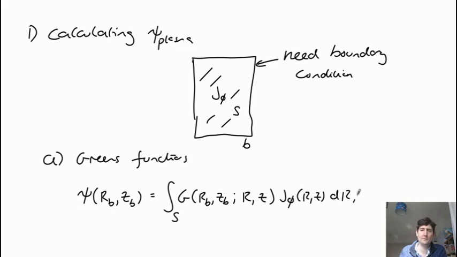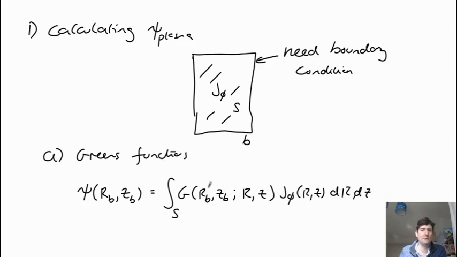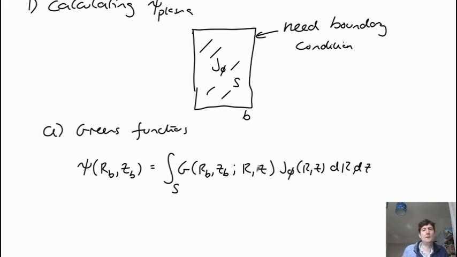And then we integrate over dr dz. So this is a 2D integral over the whole plasma, the whole 2D domain, for every point on the boundary. So if each of these sides has, say, n grid cells, so there's n by n, then in total we have n squared grid cells in here. So this integral involves n squared evaluations of this Green's function, and this is for a single point.